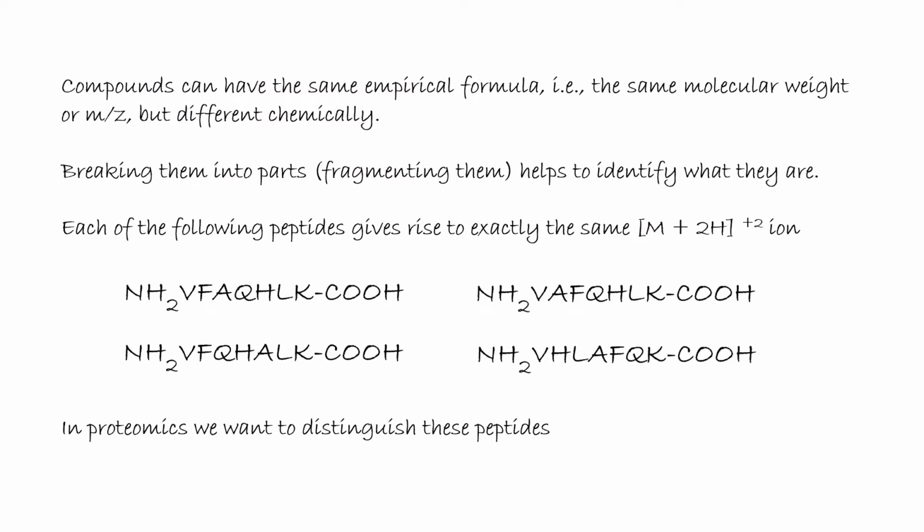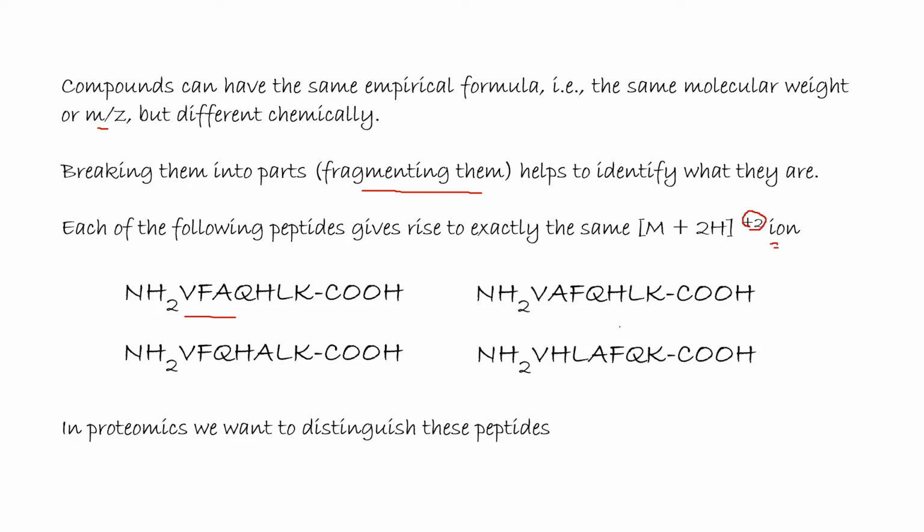Compounds can have the same empirical formula, the same molecular weight, or M/Z, but be different chemically. So breaking them into parts, what we call fragmenting them, helps to identify what they are. Each of the following peptides gives exactly the same molecular ion, M+2, a two positive charge ion.